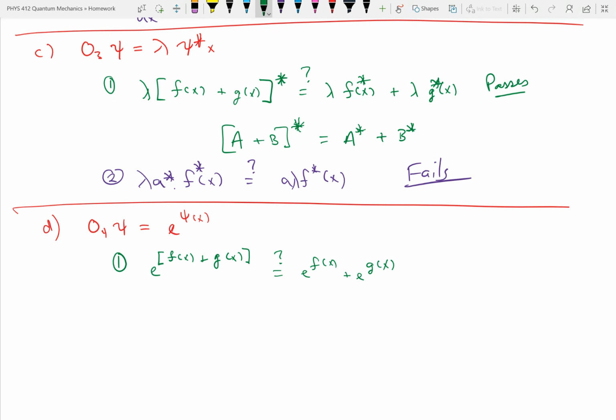Oh, no, they're not equal, because in order to add, you have to multiply. So that fails. In which case, we don't have to do the second test to show that. Right, we don't have to do the second one.